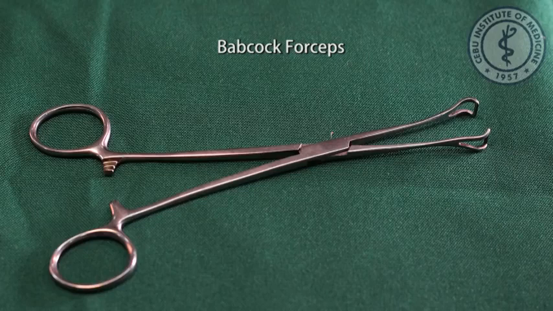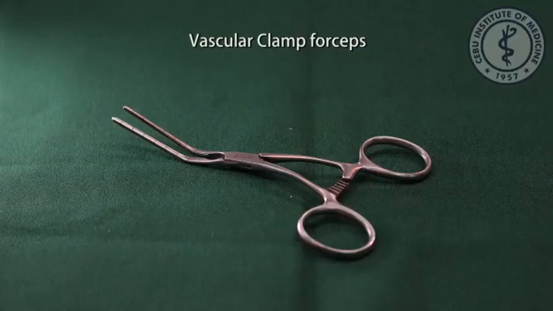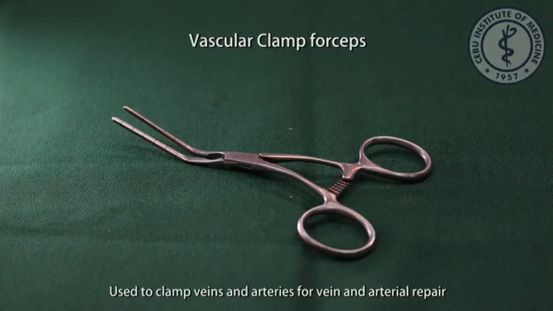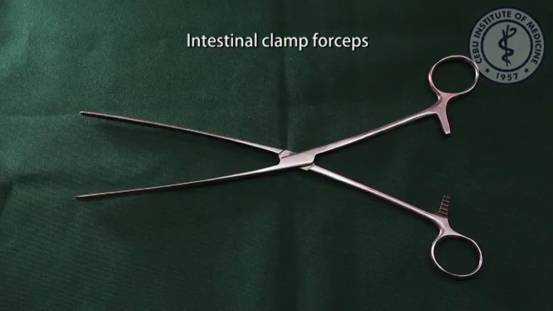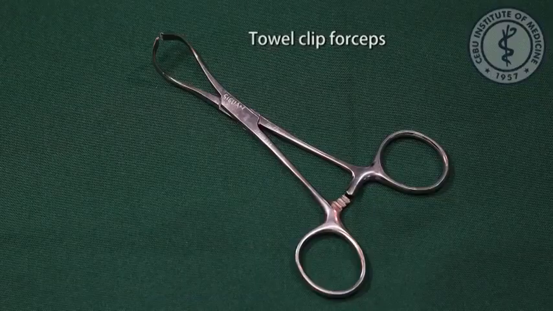dissection. Babcock forceps, for grasping hollow or visceral tissue. Allis forceps, for grasping connective tissue. Vascular clamp forceps, used to clamp veins and arteries for vein and arterial repair. Intestinal clamp forceps, non-crushing, used to occlude the lumen at the anti-mesenteric border away from the blood supply. Towel clip forceps, to hold towels in place.